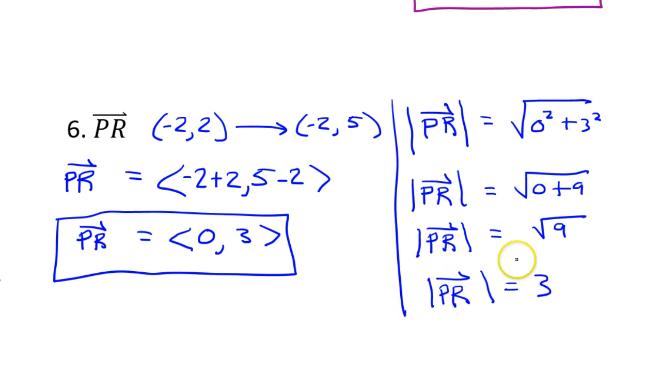Now, do we need to do all these calculations? No. As soon as we saw that this was 0, 3, there is no horizontal component. There's only a vertical component. So we're talking about a vector that is vertical, that is just straight up, and has a length of 3. So the magnitude, of course, will just be 3.